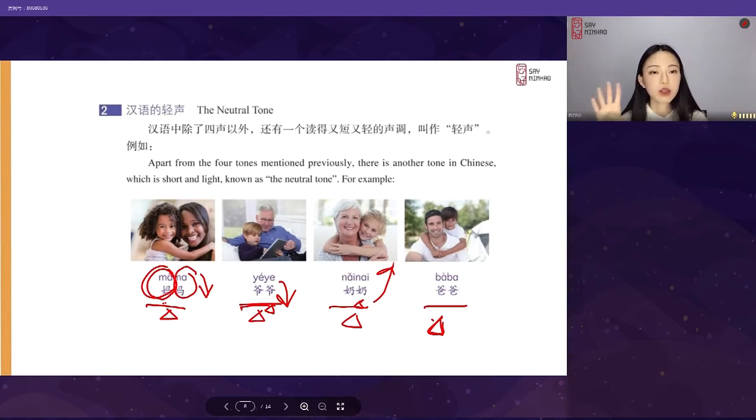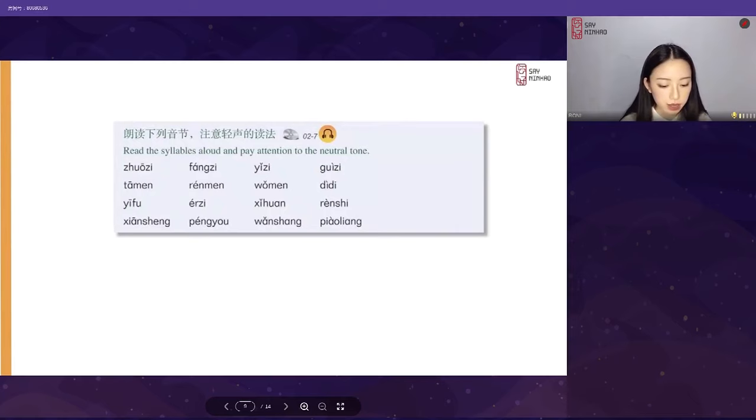Neutral tone. We should first read them quick and soft, and then rise up when it is after the third tone. Rise the pitch. Don't rise the tone, okay? It is the neutral tone itself, but we should rise up the pitch. Okay, let's move on. Let's try to read them.